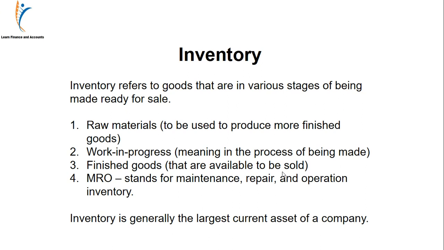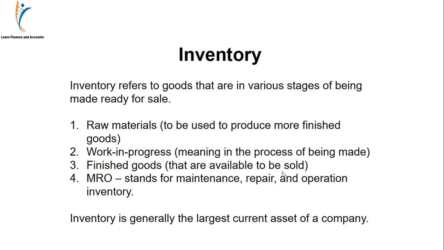So these inventory items are required for maintenance, repair and operations. When the machinery breaks down, then we require some tools to maintain that machinery, to bring it into operation again. So these are the four types of inventory: raw material, work in progress, finished goods, and MRO.